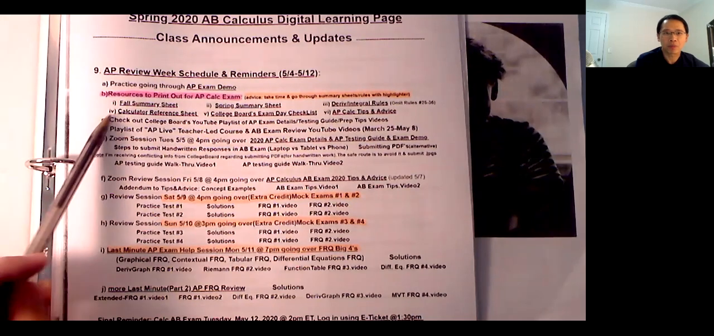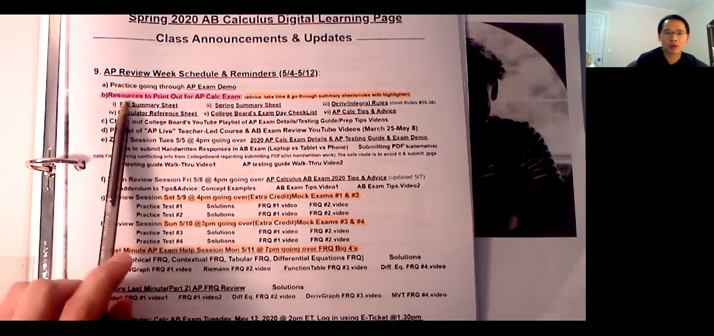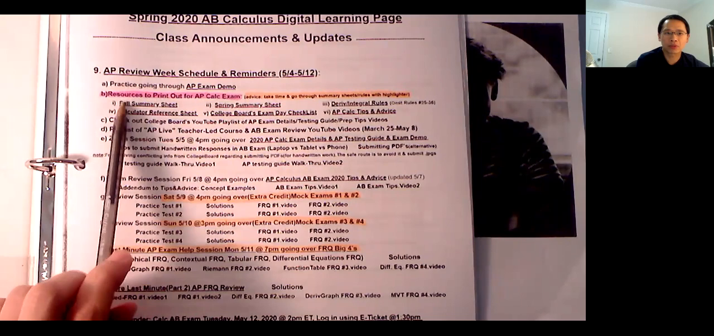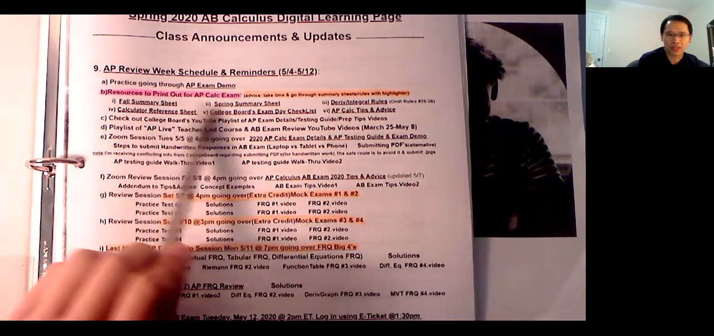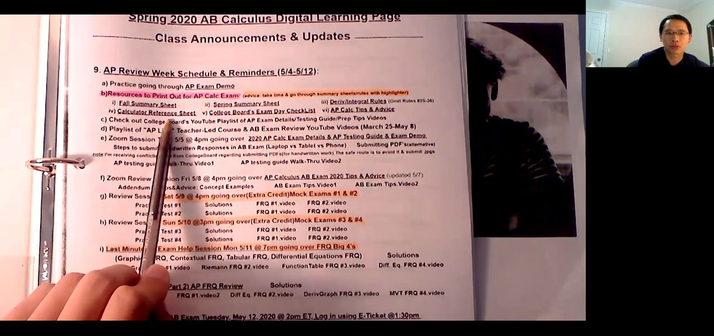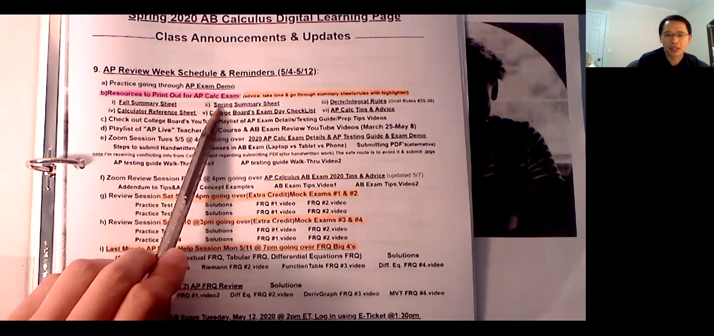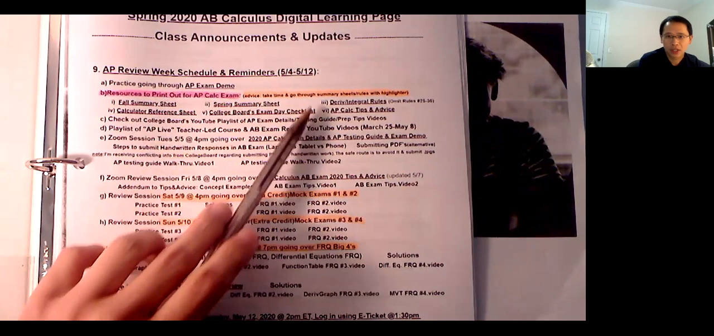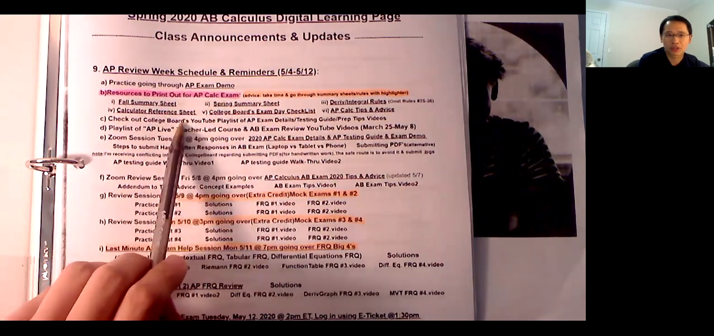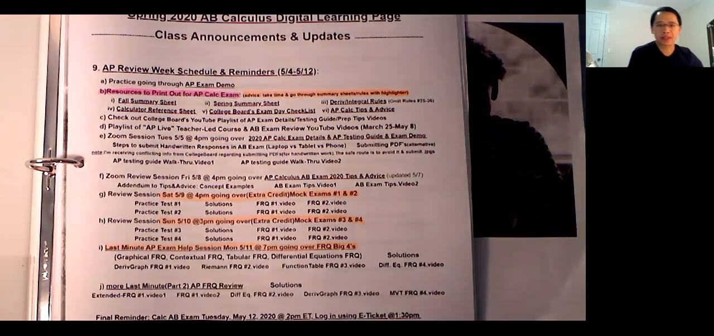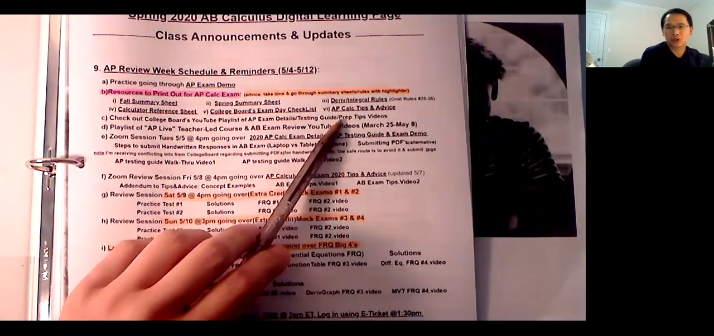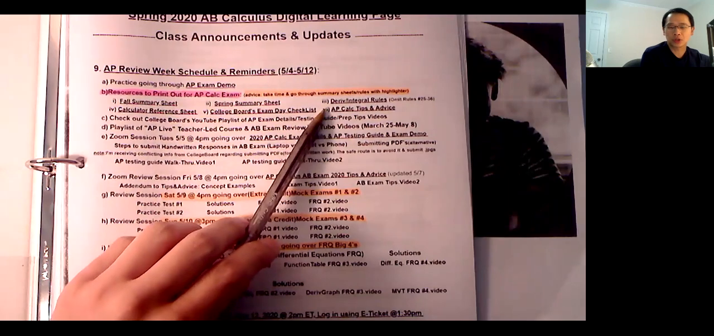I also moved the resources up to 9B. I think these are good resources for you to print out: the fall summary, the spring summary sheet, the integral and derivative rules reference sheet, College Board's AP exam checklist, and also tips and advice, which we're going to go over today.